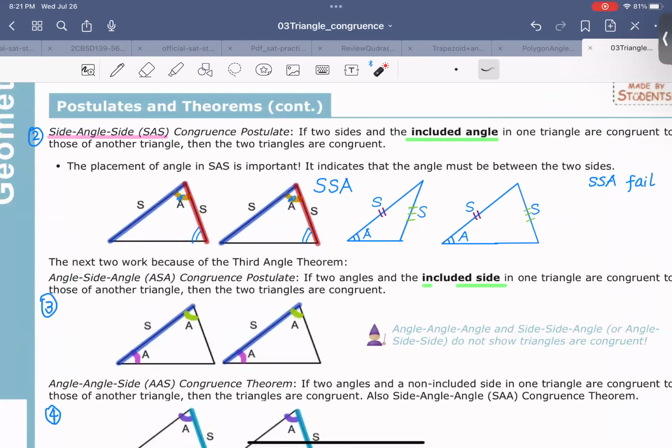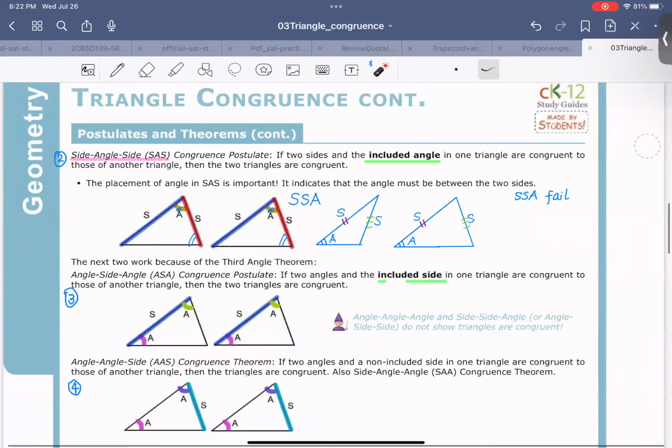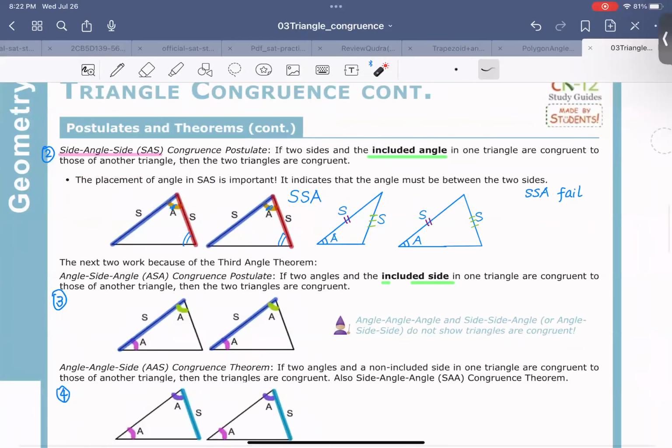Number 2, Timothy, I need you to read this. Side-Angle-Side, SAS congruence postulate. If two sides and the included angle in one triangle are congruent to those of another triangle, then the two triangles are congruent.